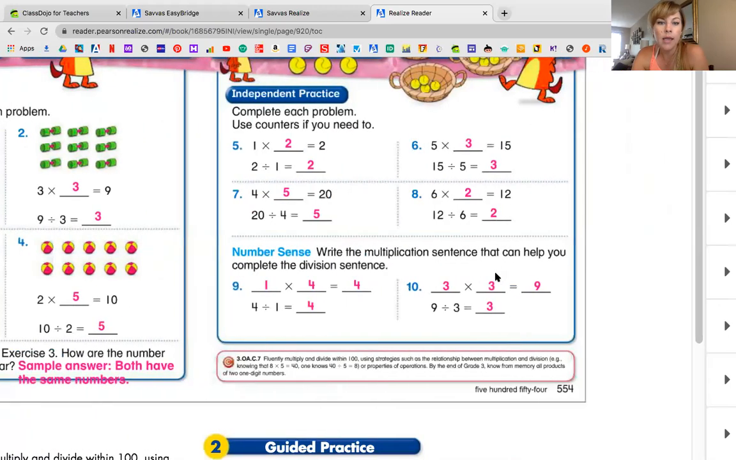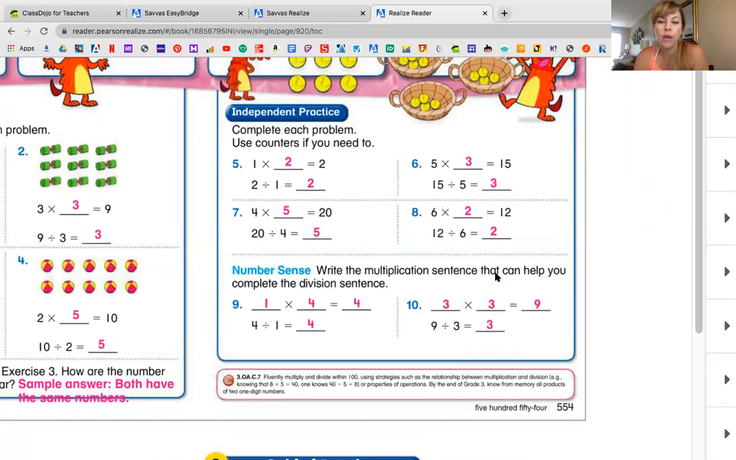All right, number 9, same thing. It says write the multiplication sentence that you can to help you complete the division sentence. So here's the division sentence, 4 divided by 1. I'm going to use the numbers 4 and 1, okay? If I have 4 items and I want to group them into one group, that one group has 4. So 1 times 4 equals 4.